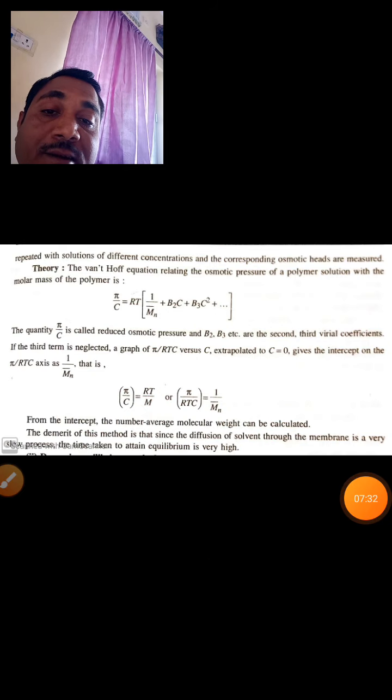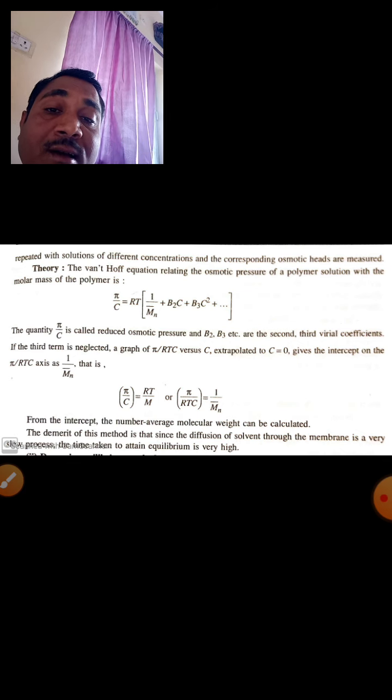The same procedure is repeated with a solution of a different concentration, and the corresponding osmotic heads are measured. Here we are going to measure osmotic head, that means the difference in the solution level as well as the solvent level in two different capillaries.